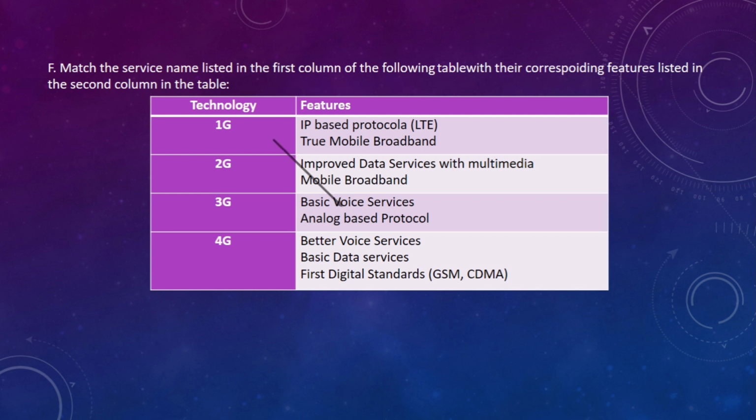Okay. So 1G technology providing basic voice services and analog based protocol. 2G providing better voice services, basic data services, and first digital standards, that is GSM and CDMA. In the third generation, there is improved data services with multimedia and mobile broadband, whereas in the 4G we are having IP based protocols, that is LTE and true mobile broadband.